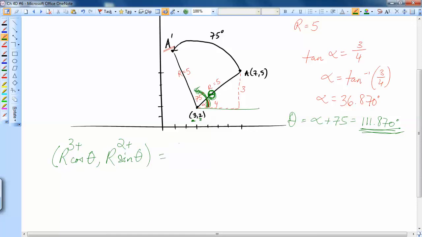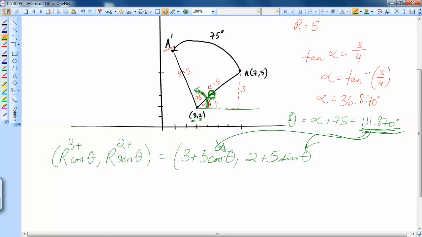So this is going to turn into 5 cosine theta plus 3 separately. Yeah, actually, let me put the 3 in front so it doesn't look like it's part of the angle. So 3 plus 5 cosine theta, 2 plus 5 sine theta, where theta is this full angle that we found. That's a terrible arrow, but you get it. And if you work that out properly and round to 3 decimal places at the end, you get 1.137 and 6.640.